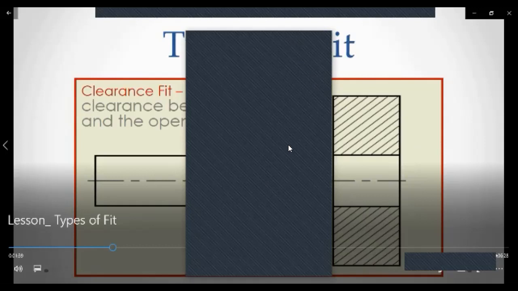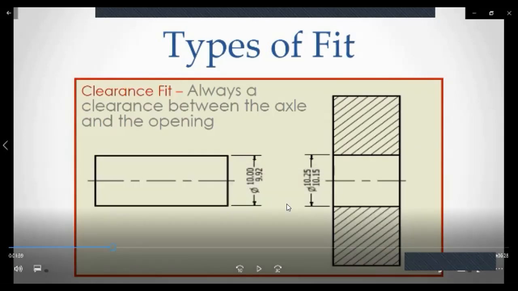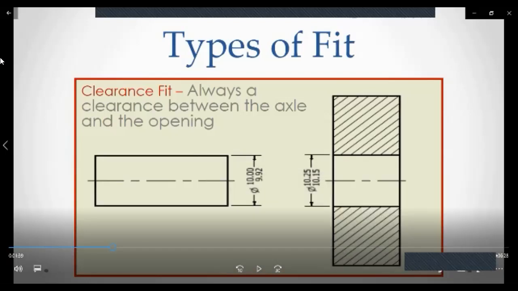Is that clear? Okay. You could have a larger clearance as well, isn't it? We're talking about the minimum clearance that will be there, because we are selecting the least hole size and the maximum shaft size, right? So that's the minimum clearance that you will have.